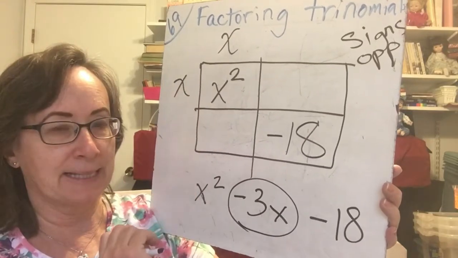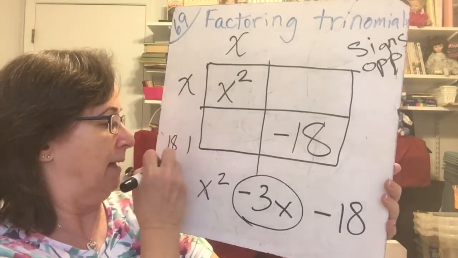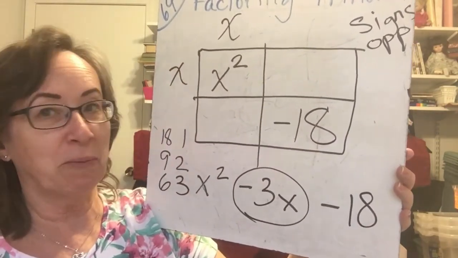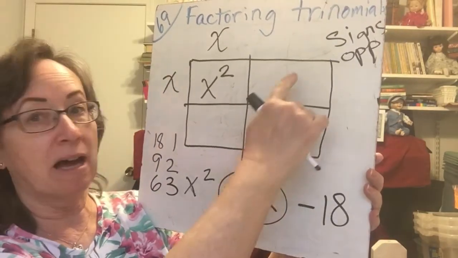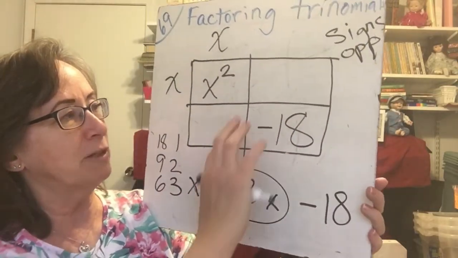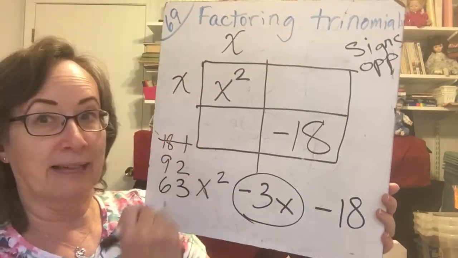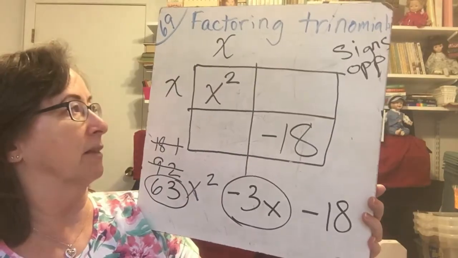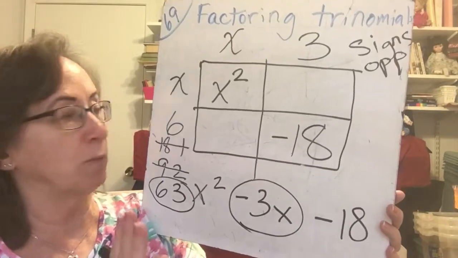So let's think about this. How many ways can we factor 18? 18, 1, 9, 2, 6, 3. Those are all the ways that we can factor 18, okay? Well, we know that the sum, or in this case, the difference, because we have two opposite signs, the difference of these two is going to be 3. So that knocks out that one and that one. So we're going to have some form of 6 and 3. So let's put a 6 here and a 3 here, but we don't know which one is positive and which one is negative.